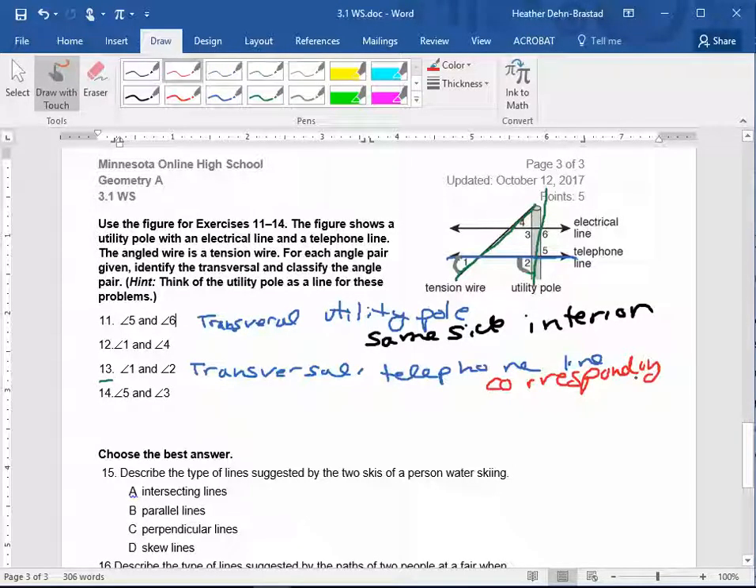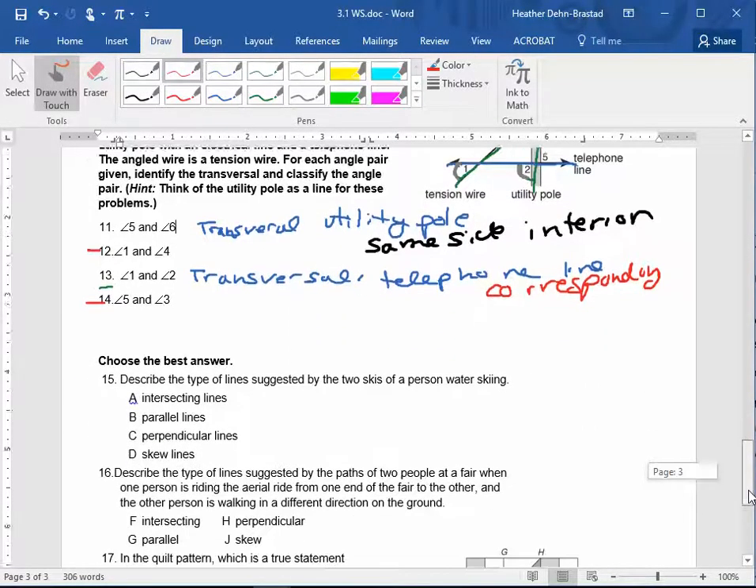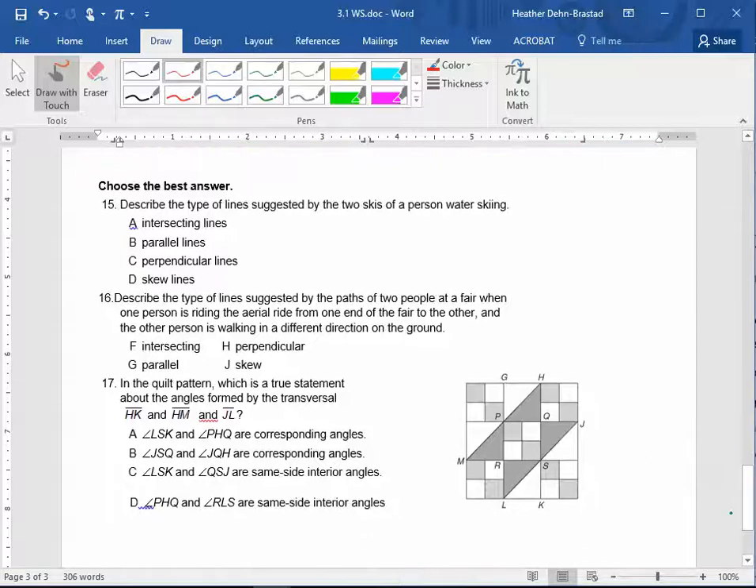So do you still have to answer number 12 and number 14? I did 11 and 13. In this section, you're just going to read the description and choose the right answer for 15 and 16.